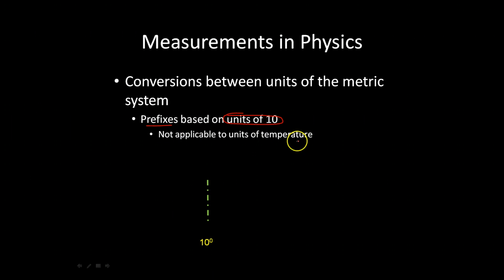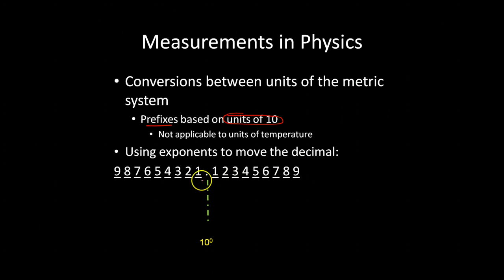Notice that this is not applicable to units of temperature or time as well. But let's think about a number line, and on this number line, right here in the decimal, right in the middle, is 10 to the 0. That's where our base unit is going to go, something like meters or grams, the base unit of whatever we're dealing with.